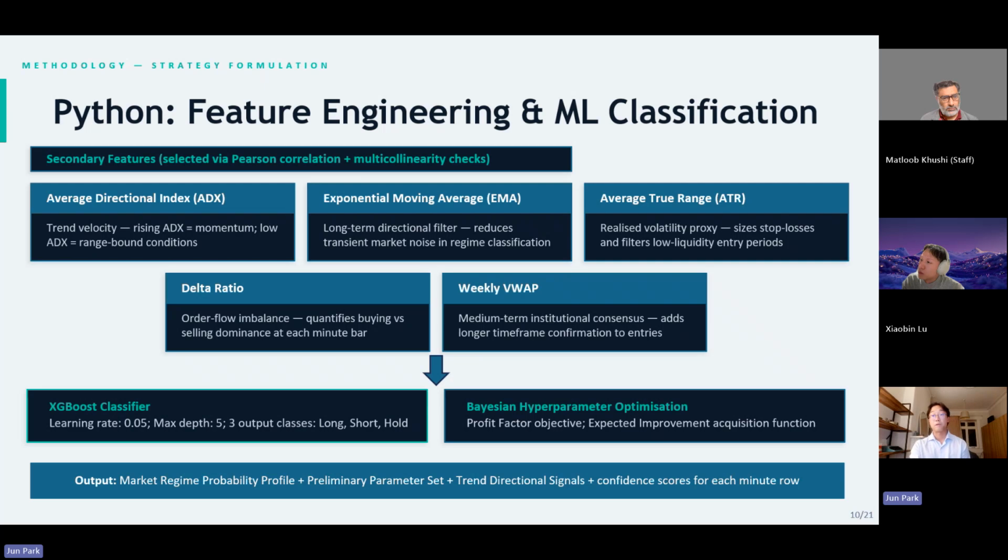These features feed into a gradient boosted XGBoost classifier. The learning rate and tree depth were deliberately constrained to reduce overfitting risk from speculative noise. As shown at the bottom of the slide, the direct output of this machine learning layer is a dynamic regime probability log. Rather than outputting a simple binary trade command, the model will generate statistical confidence scores for each market state, which allows the downstream execution layer to manage exit or entry rules dynamically.